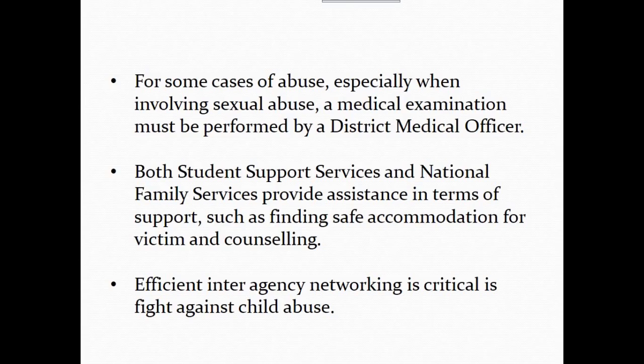For some cases of abuse, especially if sexual abuse is involved, a medical examination may be conducted by a district medical officer. Most Student Support Services and National Family Services provide assistance in terms of support, like finding safe accommodation for the victim, as well as counseling where necessary. So efficient interagency networking is critical in fighting against child abuse and in reporting it and making the necessary steps to protect the child as far as is possible at this point.